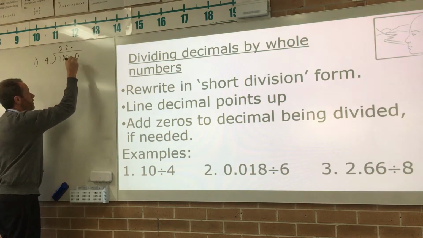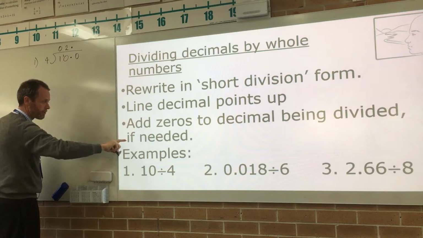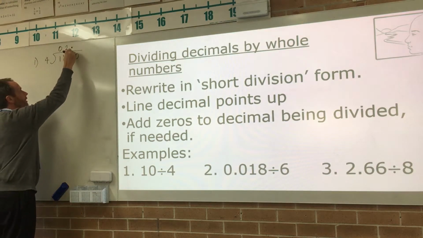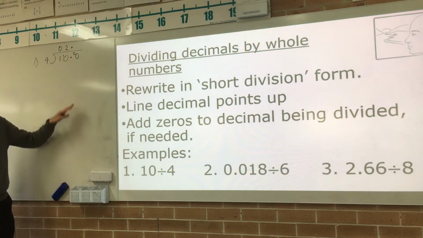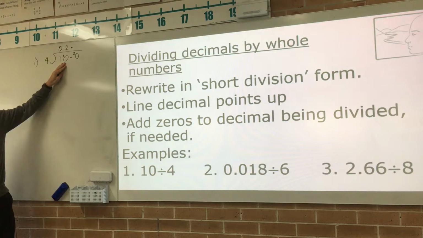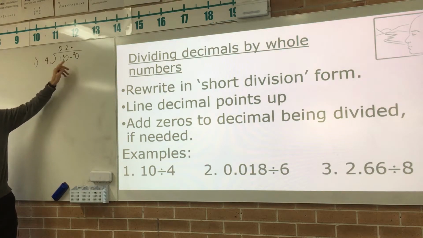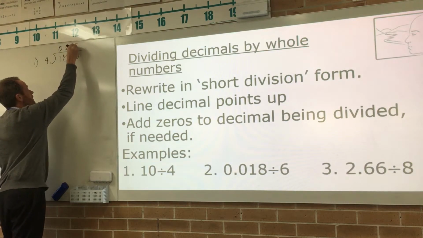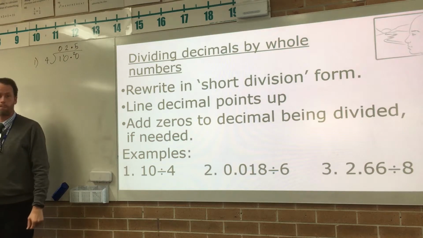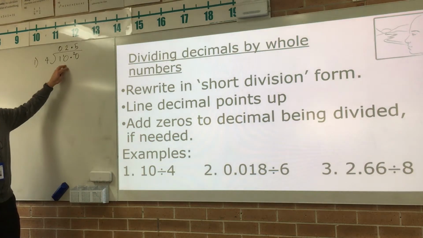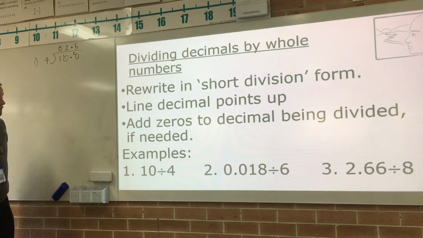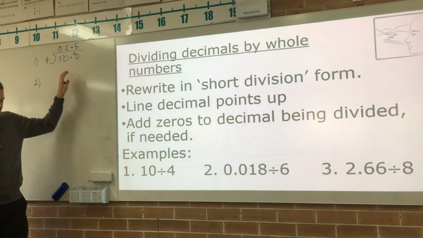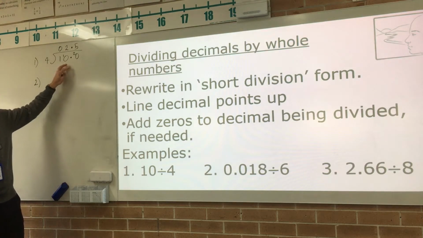So I need to put a 0. It says add zeros to the decimal being divided if needed. That's what we've just done. And I know that I had 2 left over, because 4 into 10 goes twice, but that's 8 with 2 left over. 4 goes into 20. How many times does 4 go into 20? 5 times. Is there anything left over? No. Good. So our answer is 2.5. So that's how it works. We roughly could guess that's the answer. Now you can see it in practice.